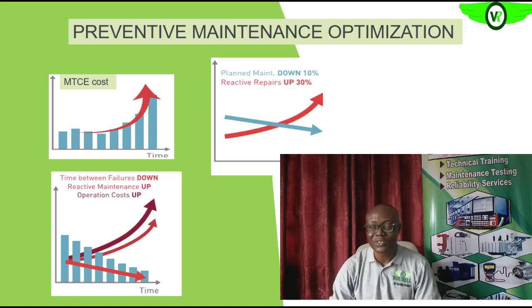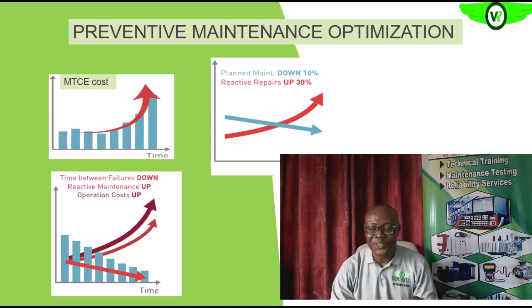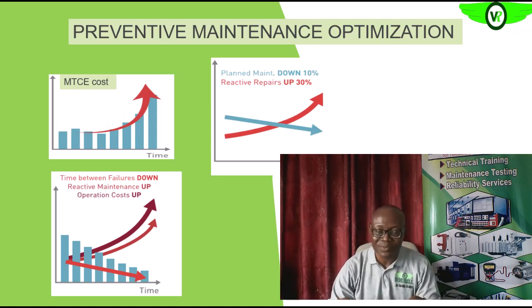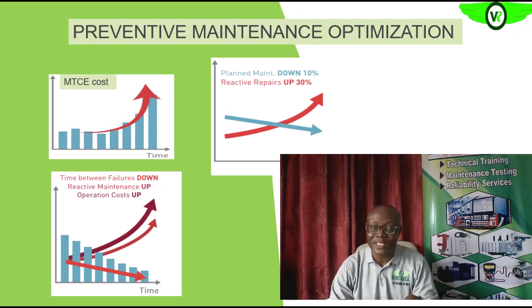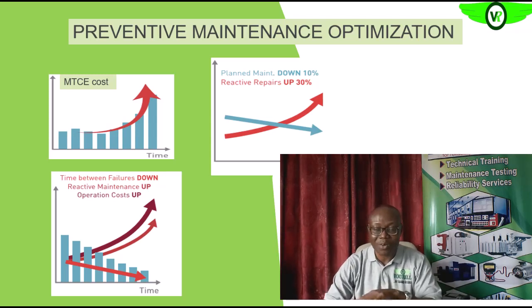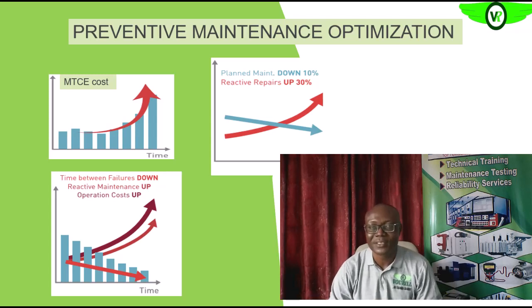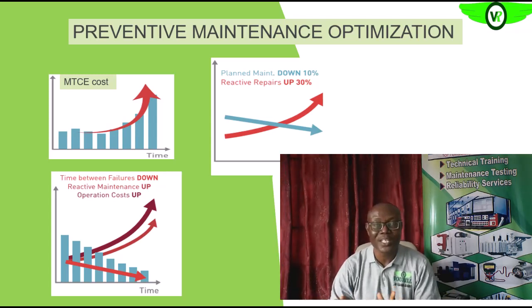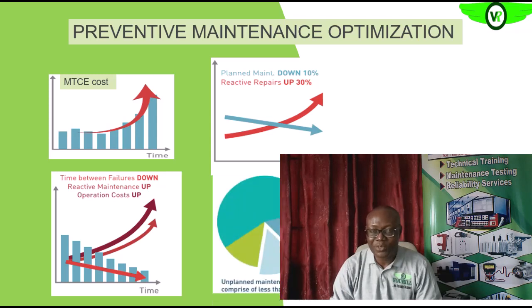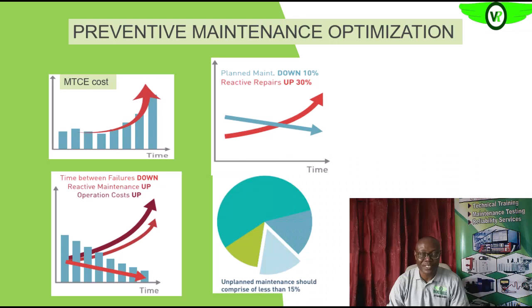And in most of the facilities you go to today, you will see that more than 70% of their maintenance activities are all reactive, unplanned, which shows clearly that they really need to be optimized. So usually the unplanned maintenance should be less than 15%, about 10%, as we said earlier. So if it is that, you are good.